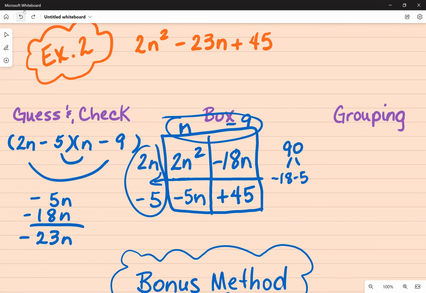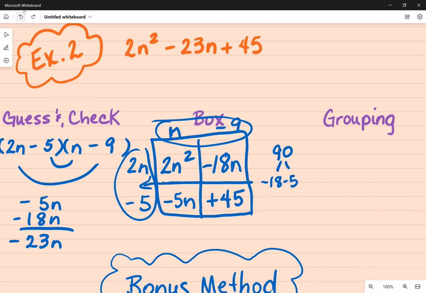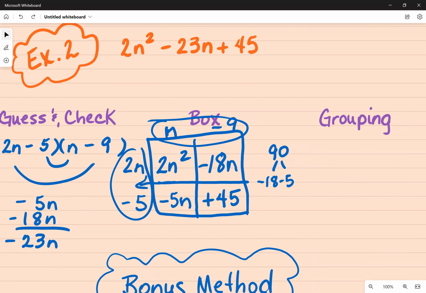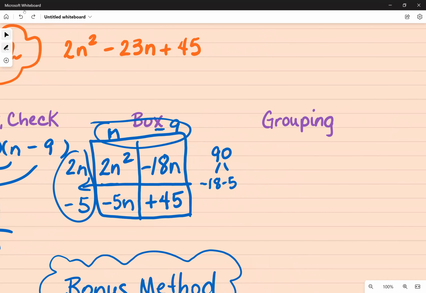Finally, over here, using grouping, I'm going to take the same strategy that I did a few minutes ago, using the first term, 2n squared, leave some space in the last term, plus 45.